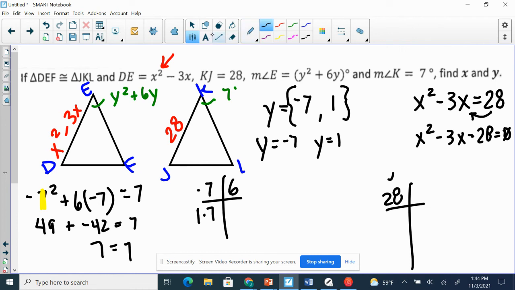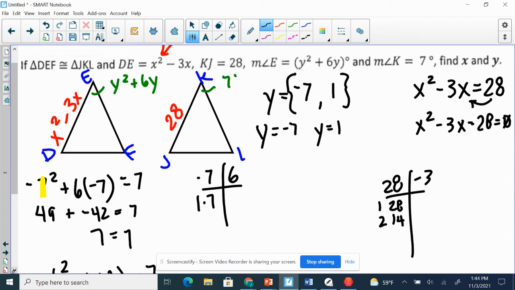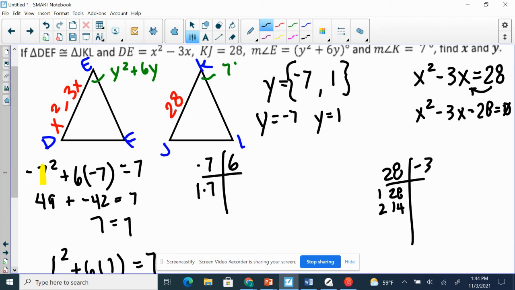So I need the factors of 28, so multiples of 28, that will add or subtract to give me a negative 3. So 1 and 28, 2 and 14, 3, 4, and 7. I believe that's it. Yep. So 1 and 28 will not give me 3. 2 and 14 will never give me 3. 4 and 7 could possibly. So we're going to focus on this one.